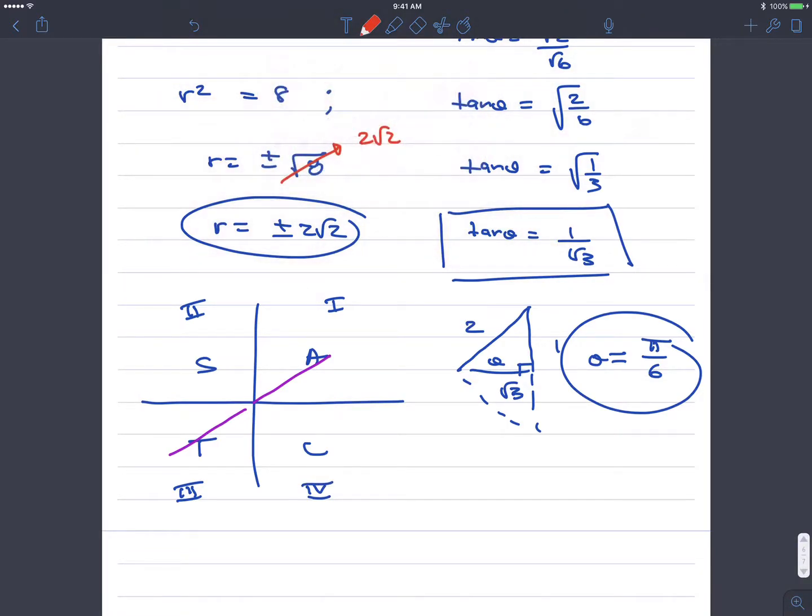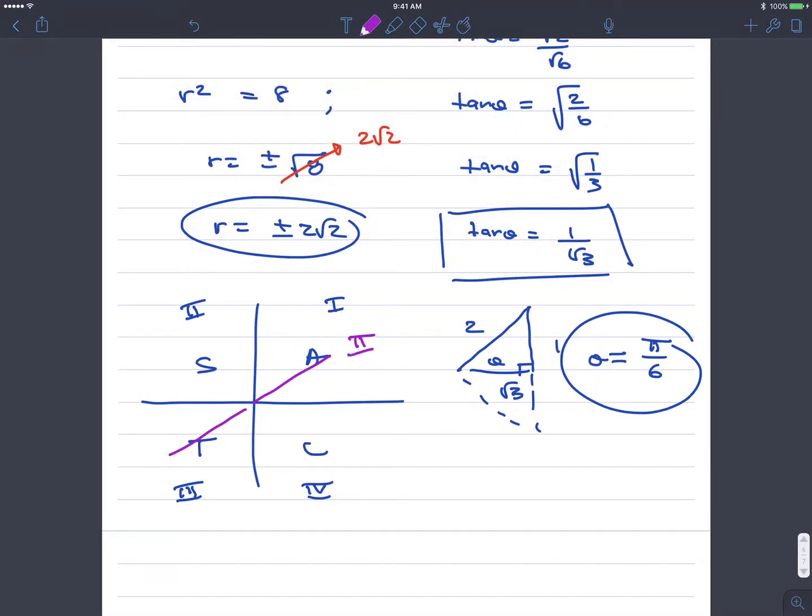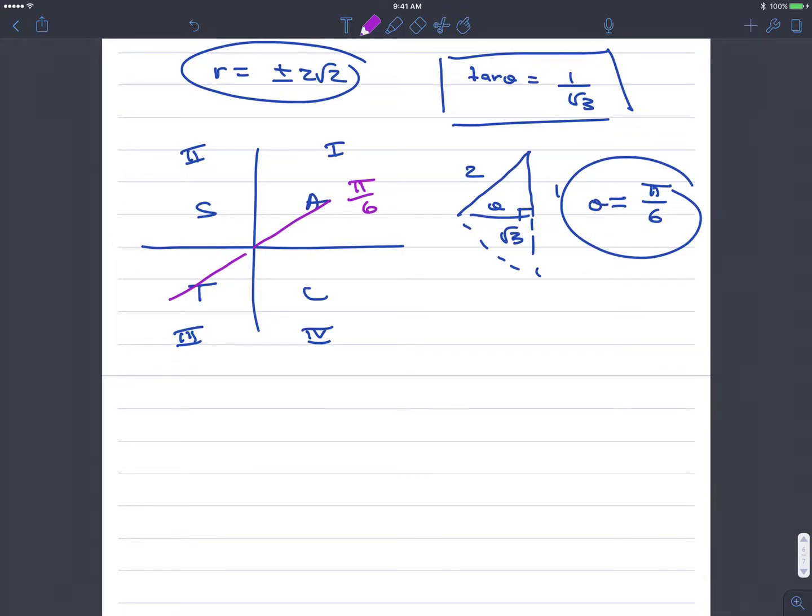Okay, my reference angle here is pi over 6. That's one of my solutions. Let me put it in purple. Pi over 6. Where's my quadrant 3 answer? Pi plus pi over 6. We get 7 pi over 6. These are my two solutions.